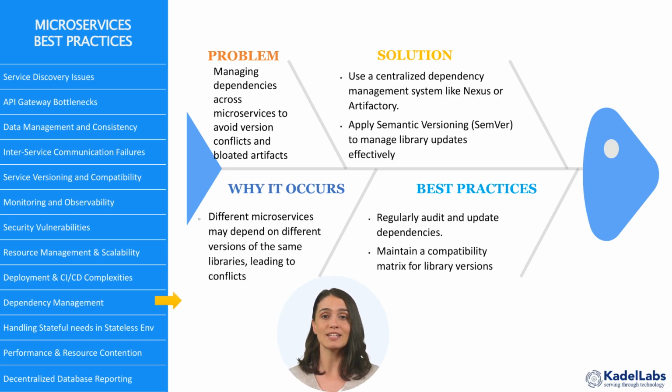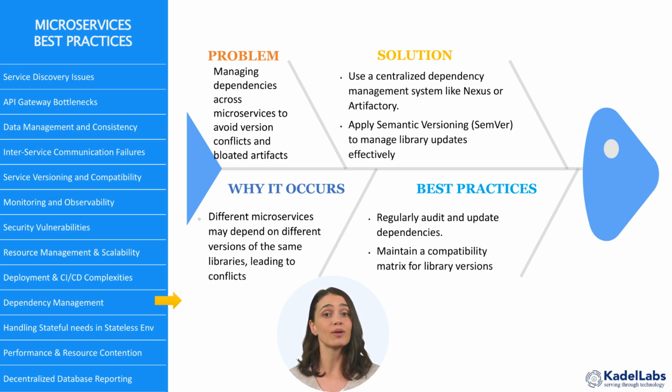Dependency management is a key challenge in microservices, as each service may use different versions of shared libraries, leading to version conflicts and compatibility issues. These problems occur because independent teams often select dependencies to suit their needs, resulting in multiple versions of the same library and potential runtime errors. To manage dependencies, using a centralized tool like Nexus or Artifactory is essential for consistent versions. Semantic versioning (SemVer) helps clarify whether changes are backward compatible, new features, or breaking, aiding in better update decisions.